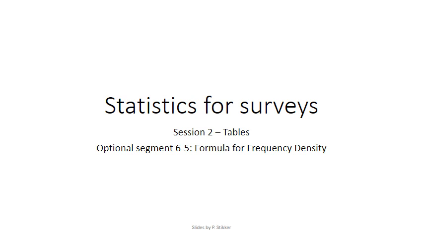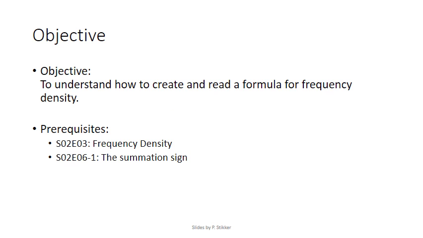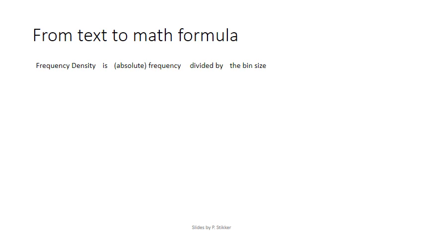Welcome to Statistics for Surveys, Session 2 Tables, Optional Segment 6-5, Formula for Frequency Density. The objective for this segment is to understand how to create and read a formula for frequency density. It's useful if you already understand what frequency densities are, so have a look at Session 2 Segment 3, and that you're familiar with using the summation sign which was discussed in Session 2 Segment 6.1. We'll break it down from text to math formula again.